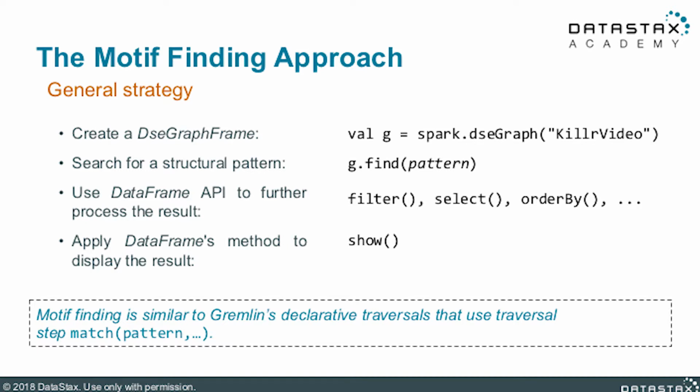So the general strategy is to first create a DSE GraphFrame for a particular graph that exists in DSE Graph. We call method DseGraph for killer_video on the Spark session object. Second, we call method find and pass it a graph pattern that needs to be matched against our killer_video graph. Next, we augment motif finding with DataFrame API methods like filter and select. Finally, we use a method that can trigger computation in Spark, such as DataFrame's show in this example.